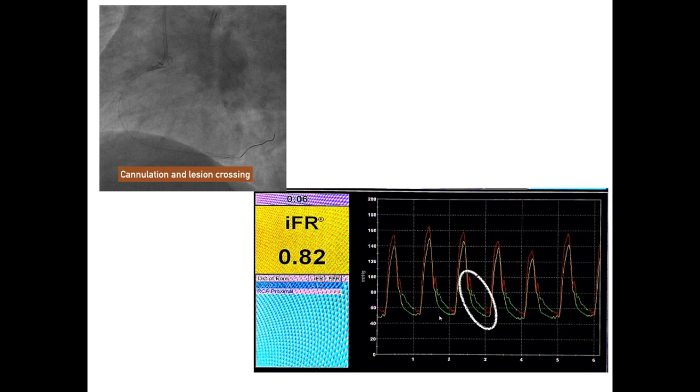So we cannulated the right coronary with a JR guide catheter, and we used the Veryta wire, the pressure wire, as our workhorse wire. We crossed the lesion, and this is the iFR value, 0.82, meaning definitely significant stenosis.